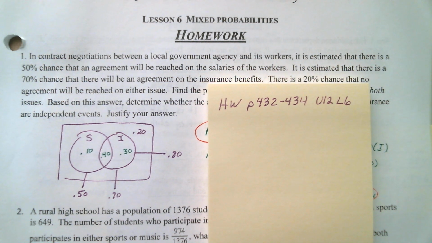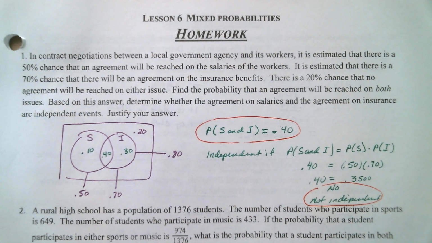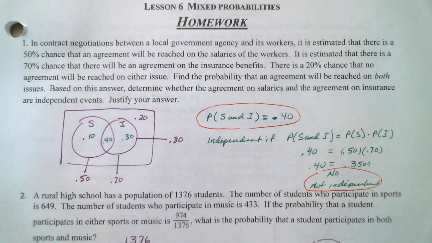These are the homework answers to pages 432 to 434, Unit 12, Lesson 6, Mixed Probabilities. Number 1, the probability of S and I is 0.40, and no, they are not independent.